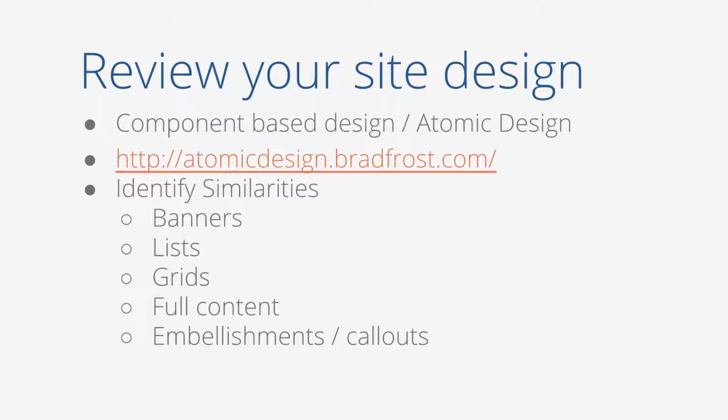Then you can take it forward. For those who are familiar with component-based design principles, oh good, lots of you are. And that word paragraphs, yeah, that's great. It's fantastic. Using atomic design principles, what you want to do is identify similarities across your UI, and then start naming them and saying, oh, is this a banner? Is this a list? Is this a grid?